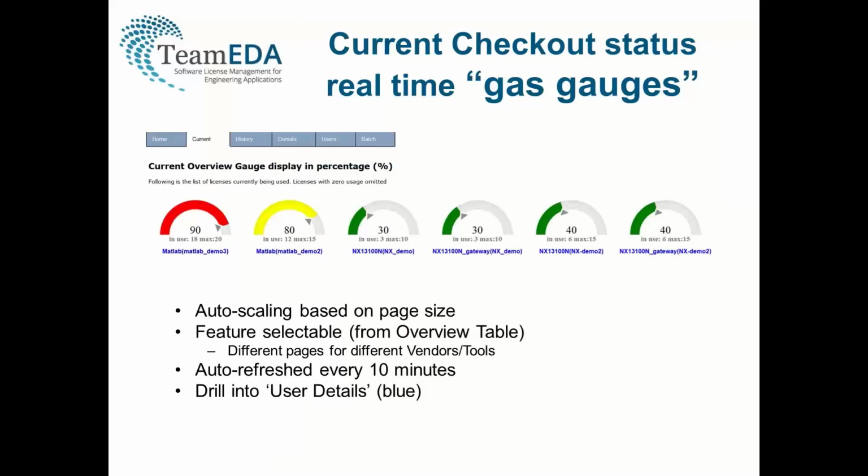Similarly, as I said in my previous slides, we have the current checkout gas gauge view. So what you can do is keep this open because it auto refreshes every 10 minutes, so that again the user will be able to understand how many licenses are currently in use, whether to access it now or not.